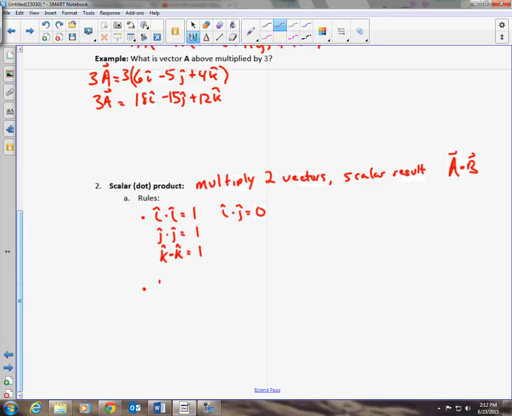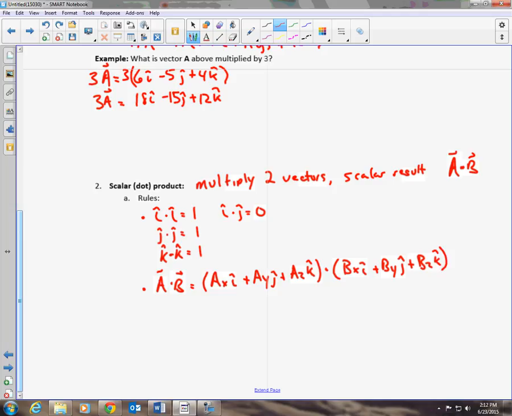Okay? If I'm doing A dot B, it's going to be AXi plus AYj plus AZk dot BXi plus BYj plus BZk. When I multiply this first term by the first term, I get AX times BX, and then i times i, but i times i is just equal to 1.